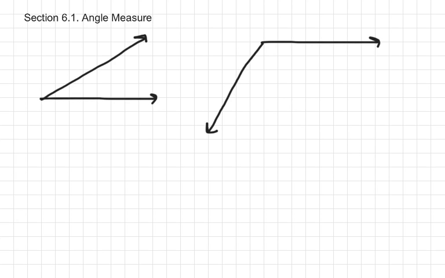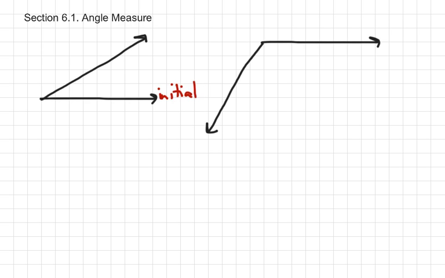In section 6.1, we study angle measure. We're going to start with some basic angles you saw in geometry, but we're going to label some information that may be a little bit different from what you know. We're going to call the ray in the angle that's pointing directly to the right the initial or standard position.